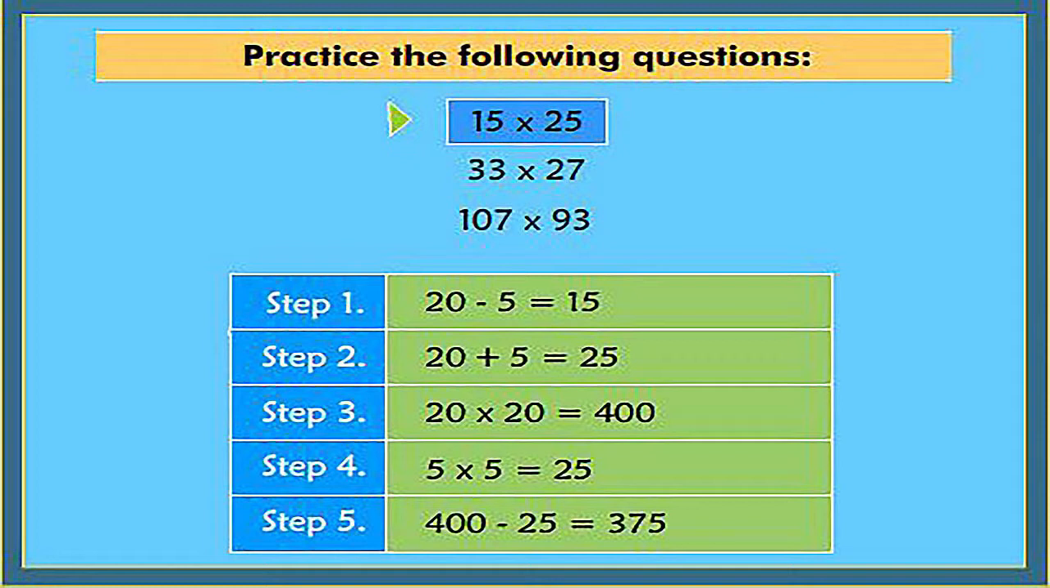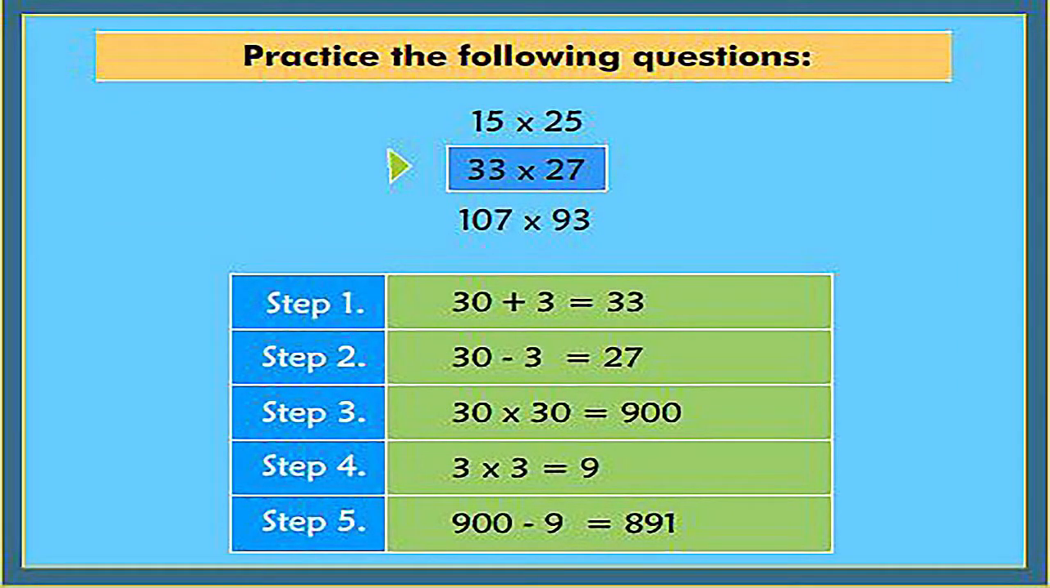Here, 15 is 20 minus 5, and 25 is 20 plus 5. So 20 times 20 is 400. 5 times 5 is 25. 400 minus 25 is 375. The answer is 375. 33 times 27 is made up of 30 plus 3 and 30 minus 3.